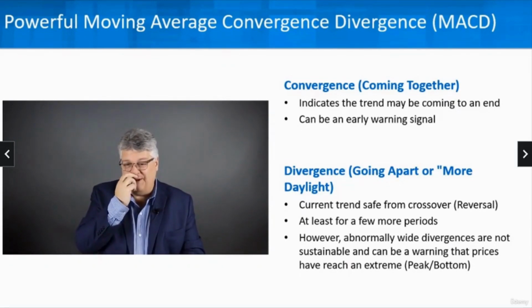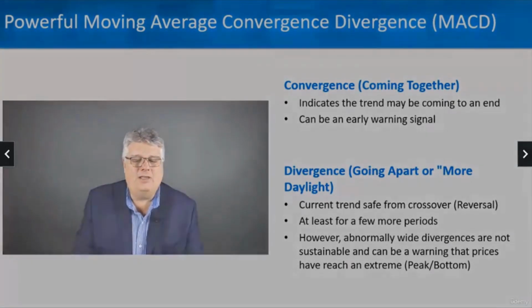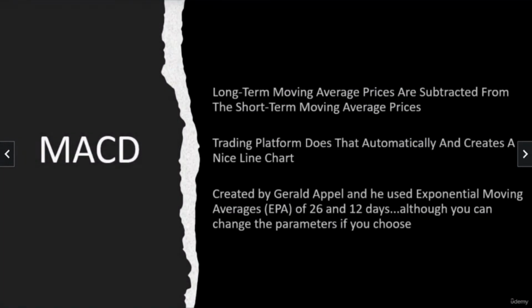So if we think about how it is calculated, you take longer-term moving average prices, and they're subtracted from the short-term moving average prices, right? So it's kind of mathematical. The trading platform will do this automatically. You just choose that you want it to indicate the MACD, and then it'll create a nice line on your chart, or it'll create some information there for you.